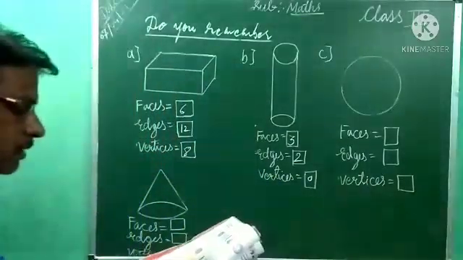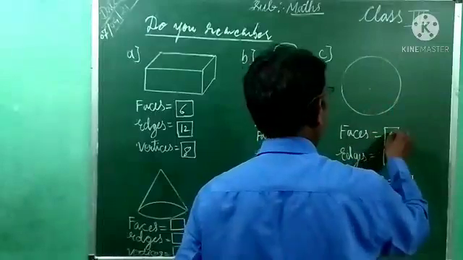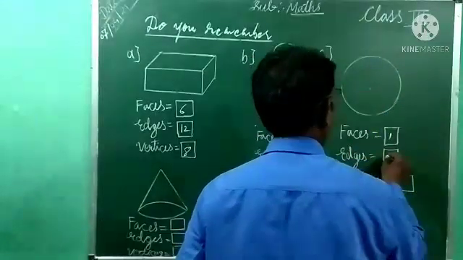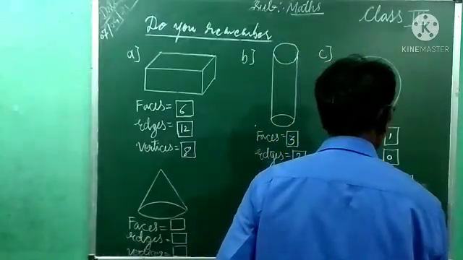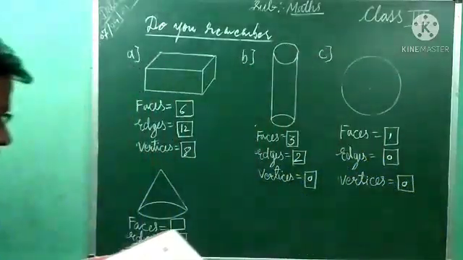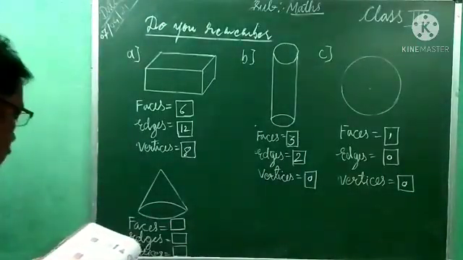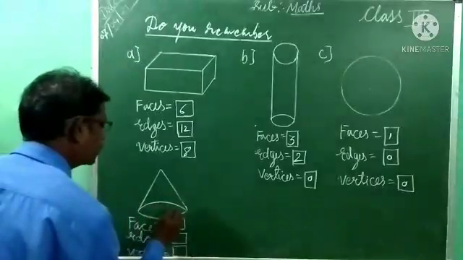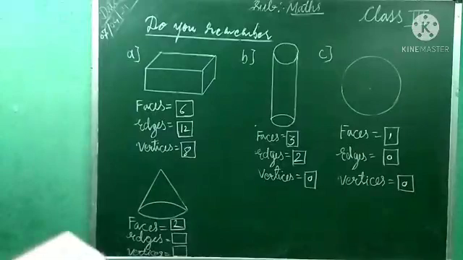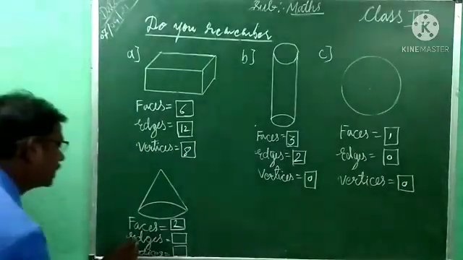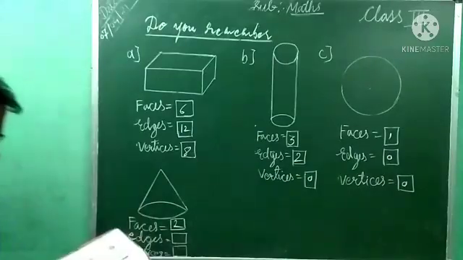Now this second one is a sphere. See, it is round. Faces 1. Face 1. No edges or sides because it is curved in shape. Vertices are nothing there. So 0. Understood? No corner or no vertices. Last one is a cone. Faces, this one is the first face and this one is the second. So faces we are getting in a cone 2. Edges we are getting here. Edges means sides. How many sides are we getting here?